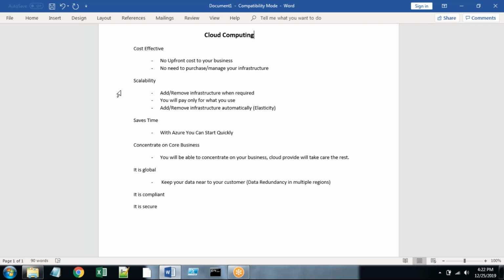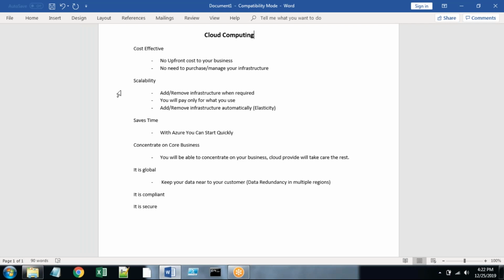Now, as we understood what is cloud computing, let's go ahead and see the benefits that we get using cloud computing. The basic thing when we talk about cloud computing is it's like renting your resources from a cloud vendor or provider and accessing them via internet in a secured and reliable way. So let's see the benefits that we get out of it.